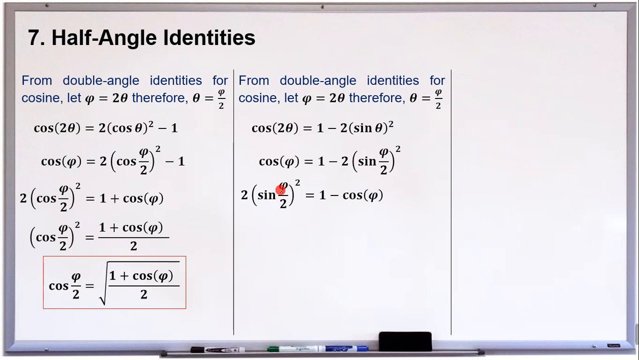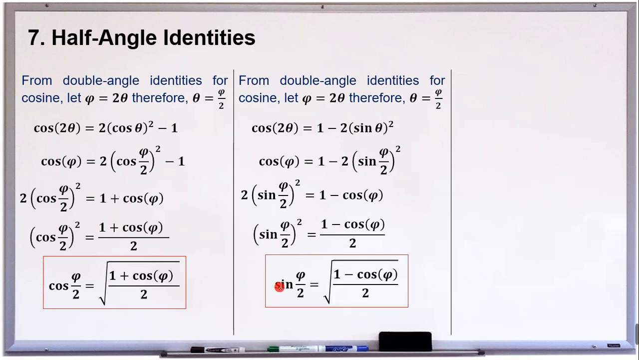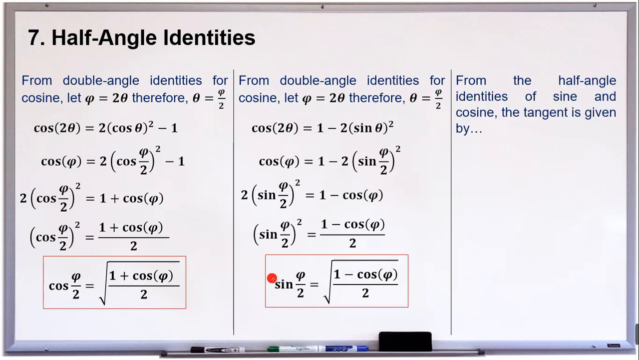Now, solving for sine phi over 2. You can transpose the 2 sine phi over 2 squared to the left side, and cosine phi to the right side. So you will end up with this expression on the right side. And then if we divide both sides by 2, you will end up with 1 minus cosine phi over 2. And then take the square root on both sides of the equation. You will have the sine of the half angle phi equal to the square root of 1 minus cosine phi all over 2. So this is our second half angle identity.